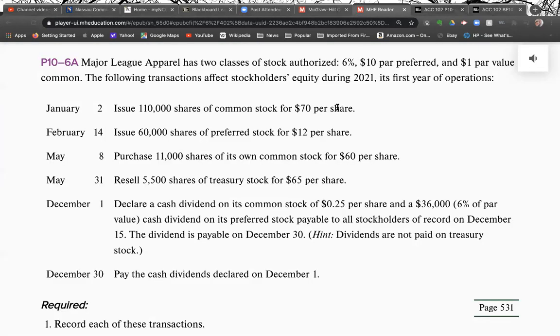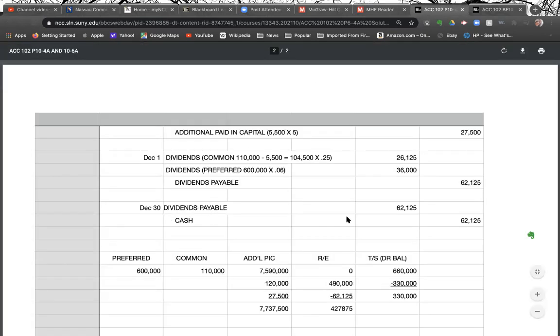All right, and what else did they say here? So that was December 1st, the day the dividend is declared. The record date is December 15th. We didn't have to do anything for that. Remember, that's the day you just have to make a list. And then you pay the dividend out on December 31st. See, this is a typo here. Pay the cash dividends declared on December 1st. You do that on December 30th. So on December 30th, debit dividends payable and credit cash. There's your number, 62,125.